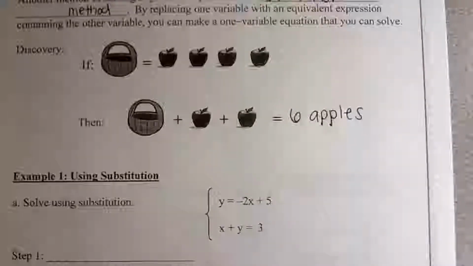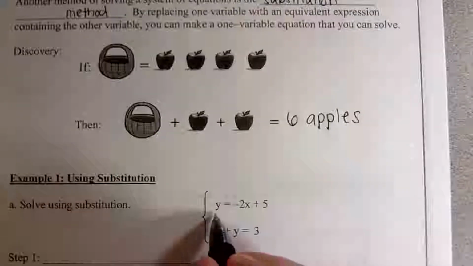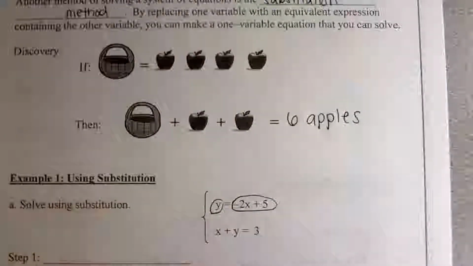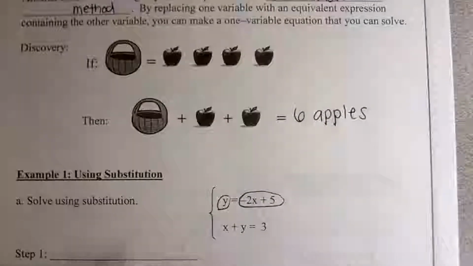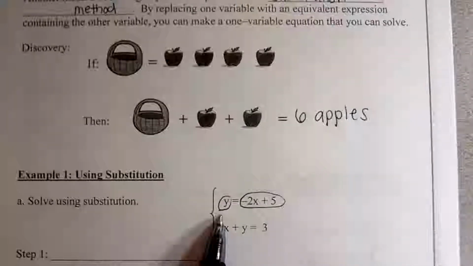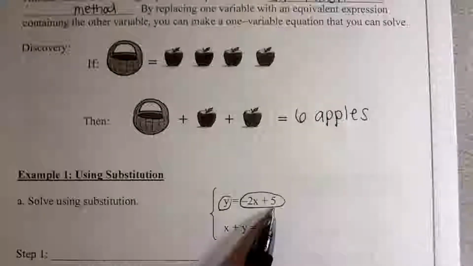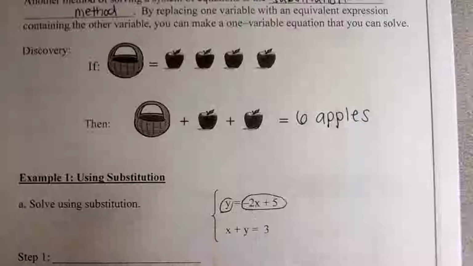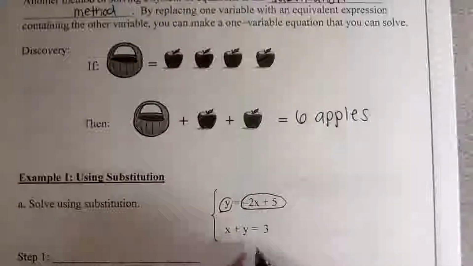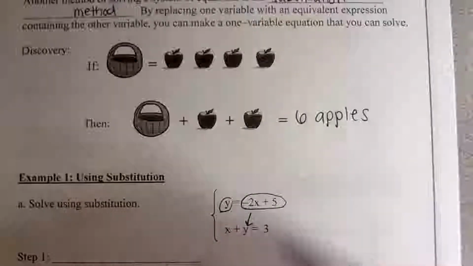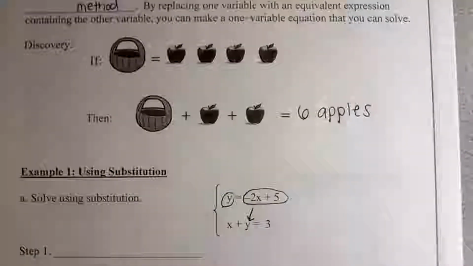So step 1, in this first equation we have y equals negative 2x plus 5. So let's think about it like this. Y is his name, but he no longer wants to be called y. He wants to be called negative 2x plus 5. But it's the same person because it's equal to each other. That's just his nickname. So in the second equation, he no longer wants to be called y, so we are going to replace y with his new nickname, negative 2x plus 5.